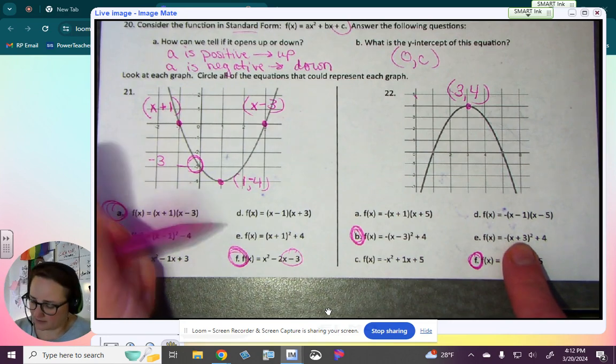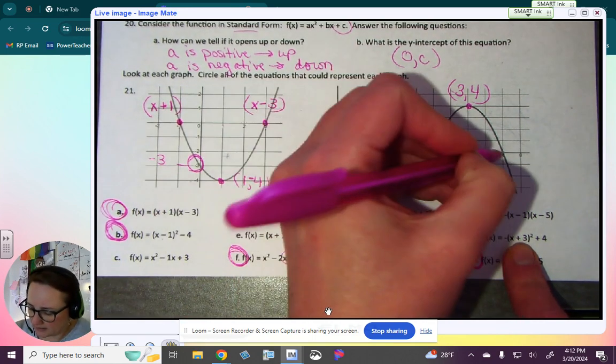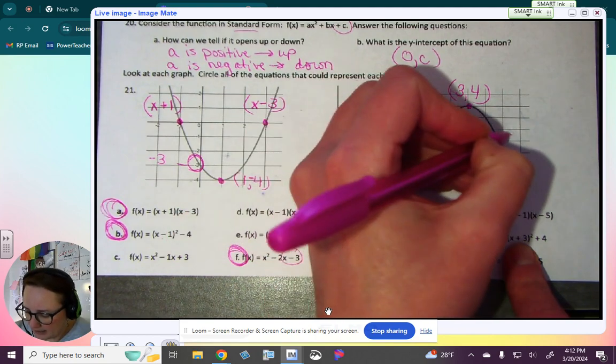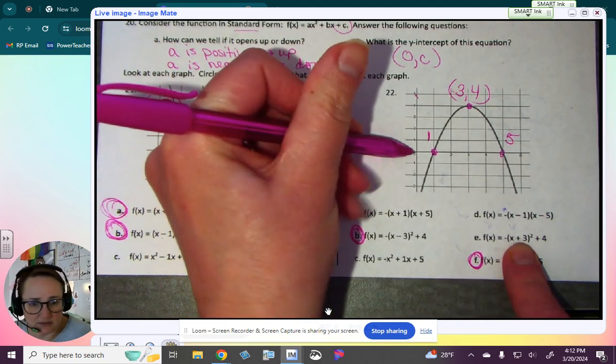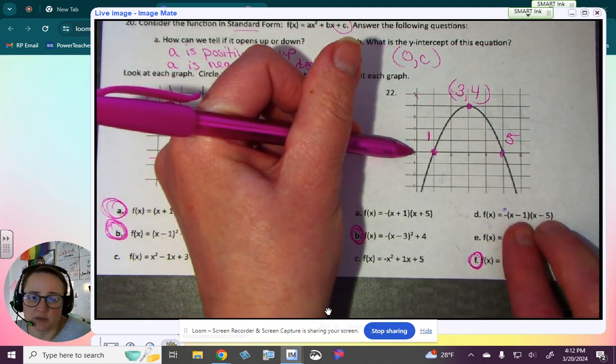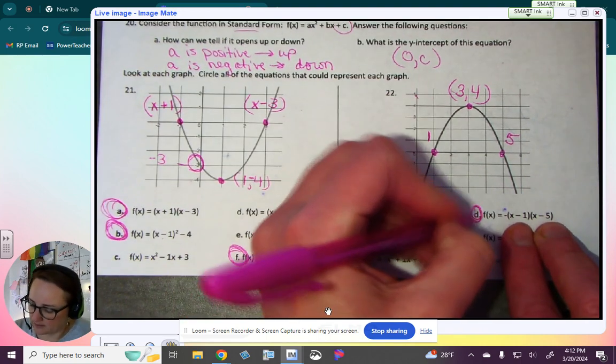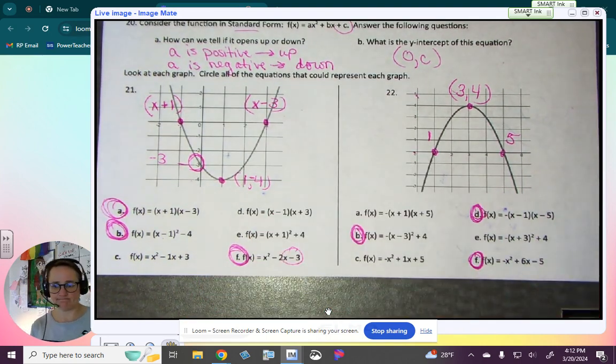And last but not least, my two x-intercepts are happening at 1 and at 5. Both of those are positive numbers, but both of them need to flip their sign, so both of them need to be a subtraction.